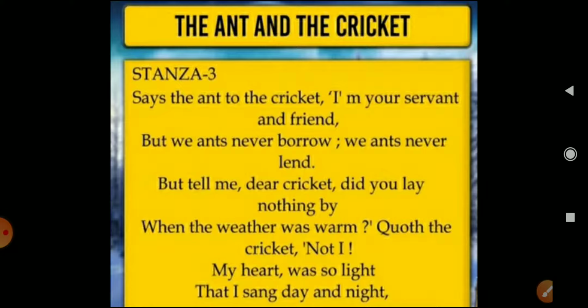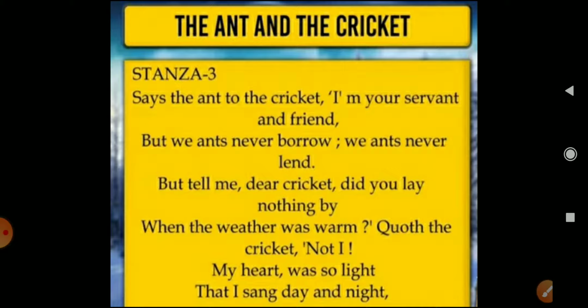But the ant asked, tell me one thing, cricket, why didn't you gather anything when the weather was warm during the spring and summer, when it was the appropriate time to collect the food and build the shelter? Why have you not done that?